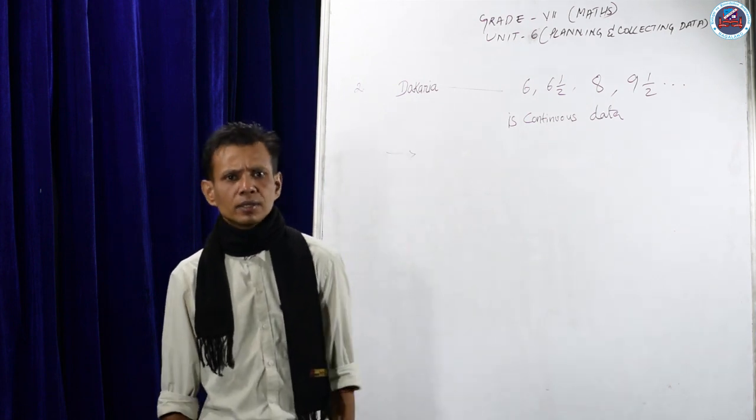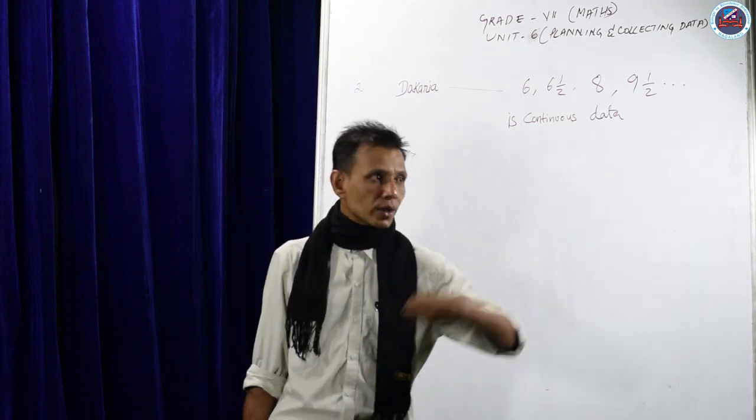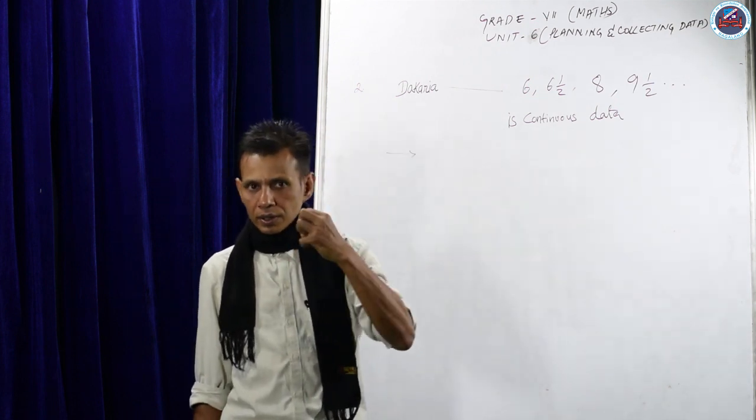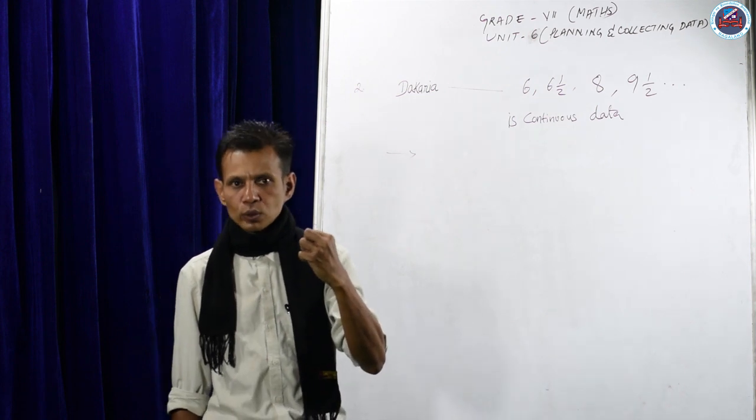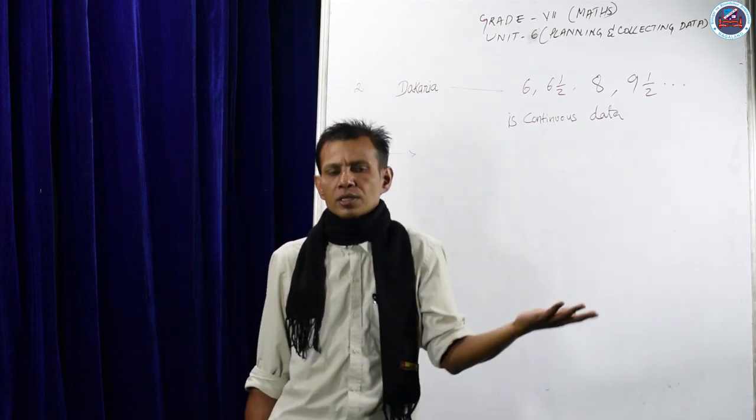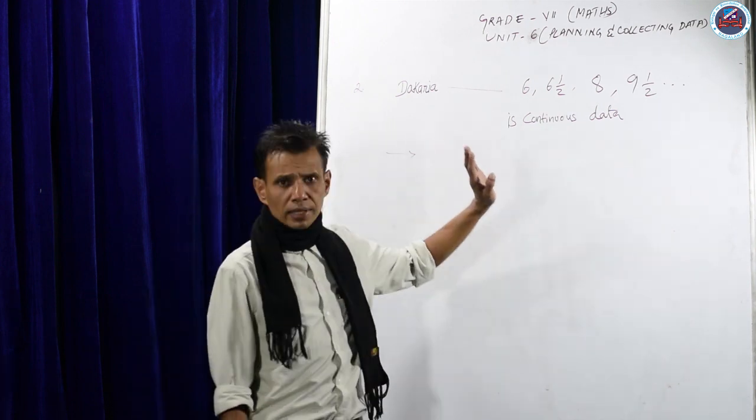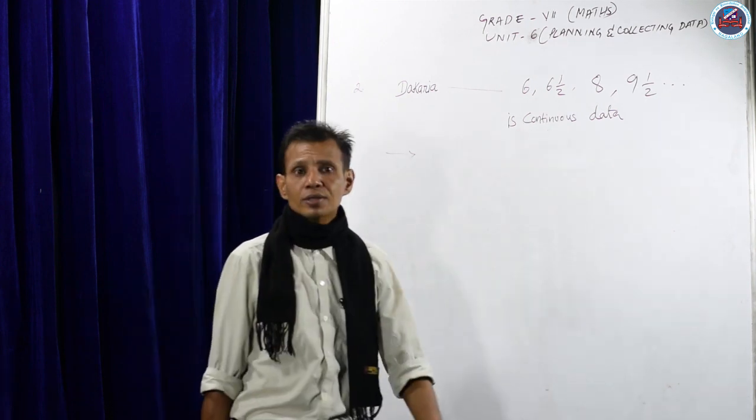And data means nothing, it's just information. You go yourself, collect the information and bring back a number that is exact, without any decimals. That's what discrete data is. Okay? So now discrete is done. Now I will tell you about continuous data.